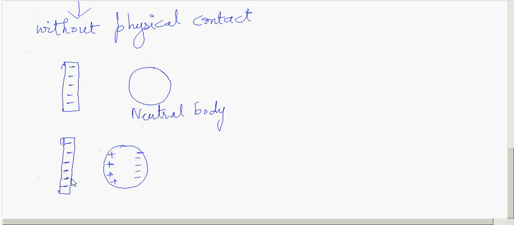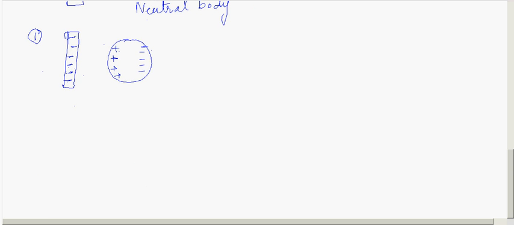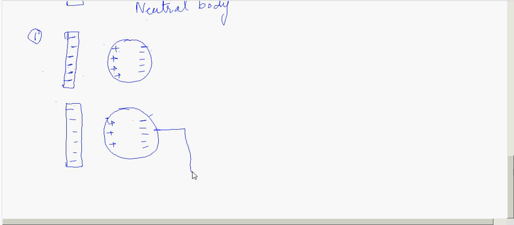After physical contact, these two bodies will have a charge of Q dash, where Q dash is nothing but (Q1 plus Q2) divided by 2. So charging by conduction happens when two bodies come in physical contact with each other, and the charge gets transferred in such a way that both the bodies acquire the same charge. This is the second method, and the last one is charging by induction.